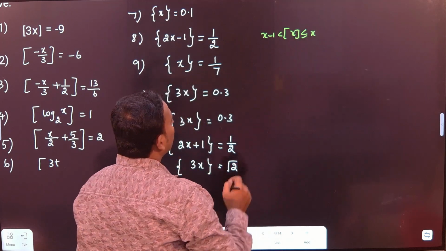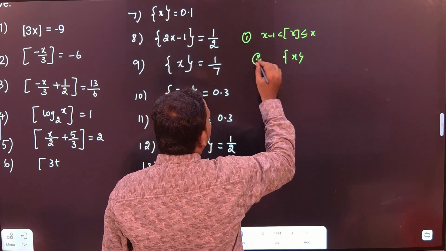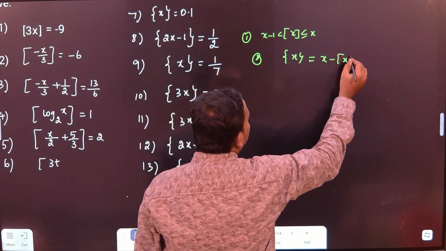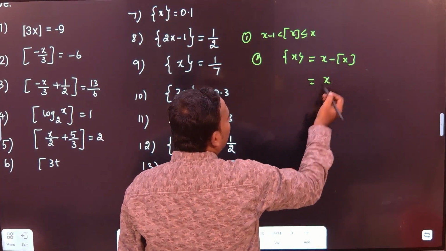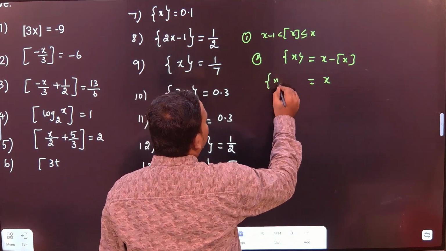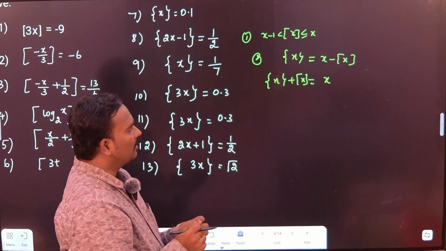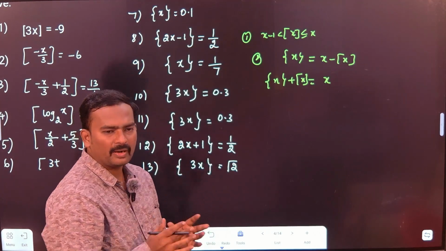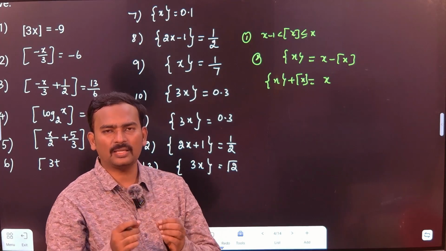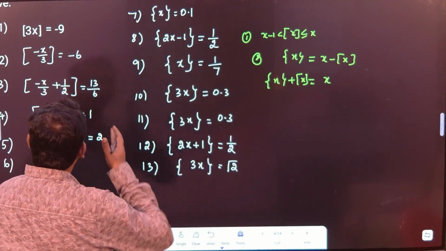The first thing. Next is the fractional part function. The definition of the fractional part function is what? x minus the greatest integer function. So then how to write x? x may be any real number, right? So you can write the fractional part function plus the greatest integer function. Understood? Any real number we can write as the sum of the fractional part function plus the greatest integer function. Okay. Now let us do it one by one.